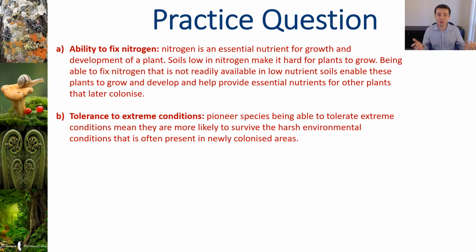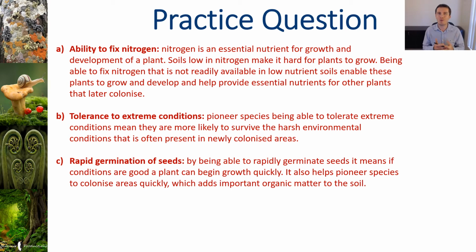Second one, tolerance to extreme conditions. Well, pioneer species being able to tolerate extreme environmental conditions means they are more likely to survive the harsh conditions which are often present at the beginning of succession. Okay, so if you get a newly colonized area, particularly after glacial retreat or volcanic eruption, you're going to have quite harsh conditions: low nutrients, low water availability, generally high temperatures as well, depending where you are on the continent. Sometimes in Arctic zones, you're not going to have those high temperatures, but you will have that low water availability and low nutrients.